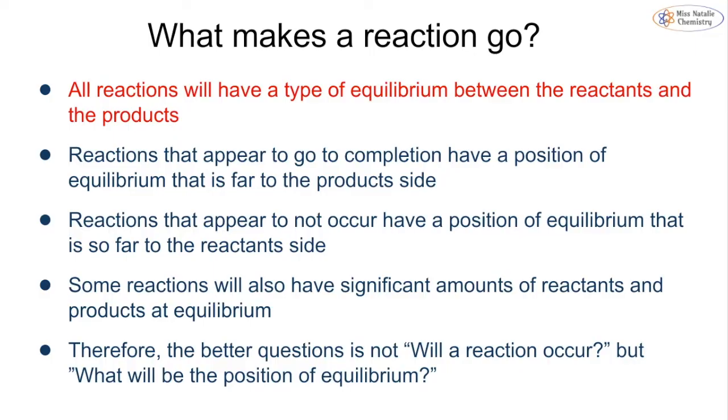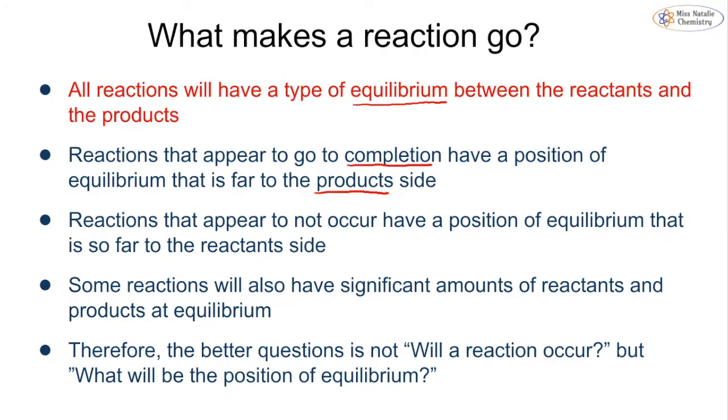Now, the first thing that we need to understand is actually every single chemical reaction has an equilibrium associated with it. Now, we've only ever discussed equilibrium when we have equal amounts or constant amounts of the products and the reactants. But actually, every single reaction has an equilibrium. What happens is that sometimes the reaction has an equilibrium that sits so far to the product side that it appears to go to completion.